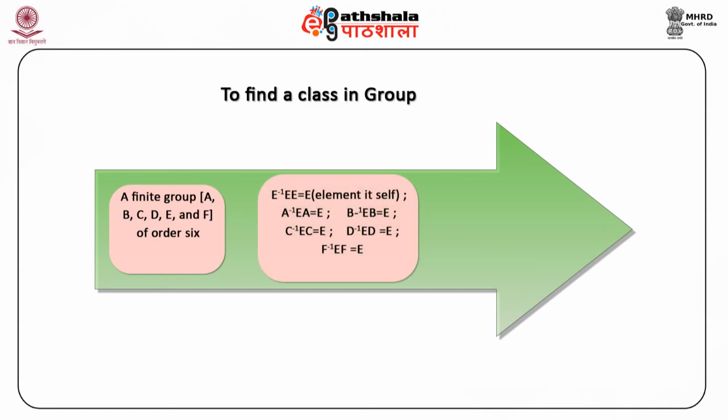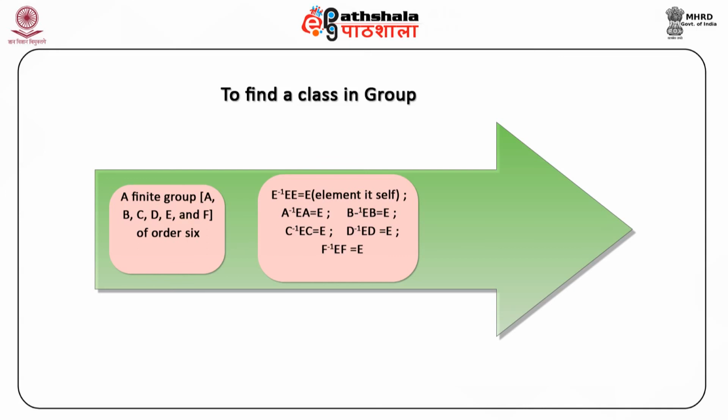In this group, we take the similarity transformation of each and every element by all the elements of the group, including the element itself. These are E inverse EE is equal to E, that is, the element itself. A inverse EA is equal to E. B inverse EB is equal to E. C inverse EC is equal to E. D inverse ED is equal to E. F inverse EF is equal to E.